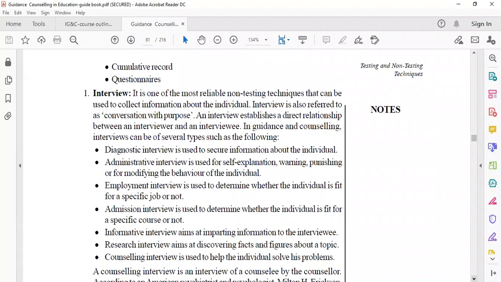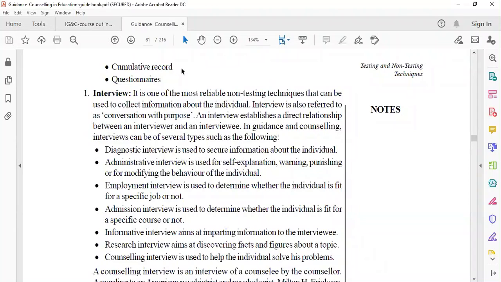Basically, the major purpose of collecting information is diagnosis, because whenever a teacher is listening to a student, he is actually gathering information to diagnose the problem. Where does the problem lie, and how can a teacher help a student? There are multiple types of interview as well.